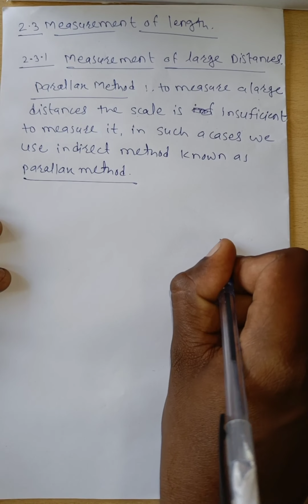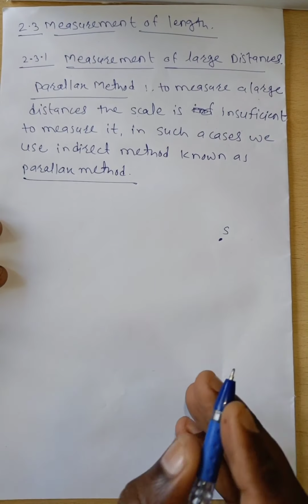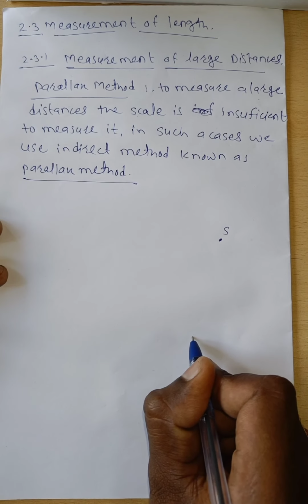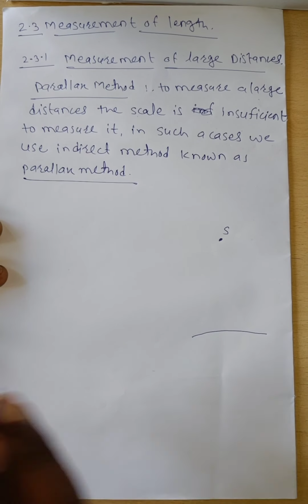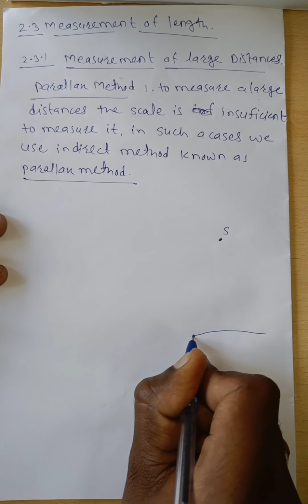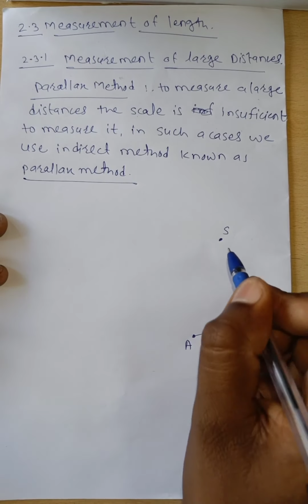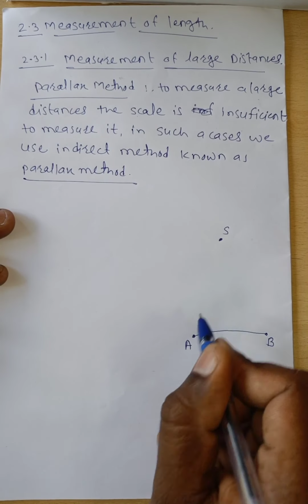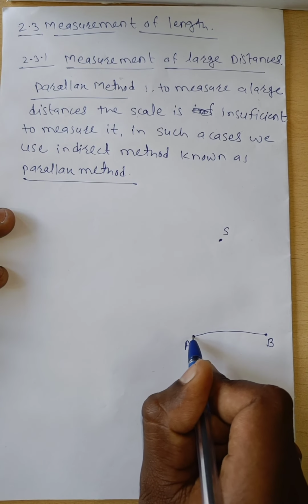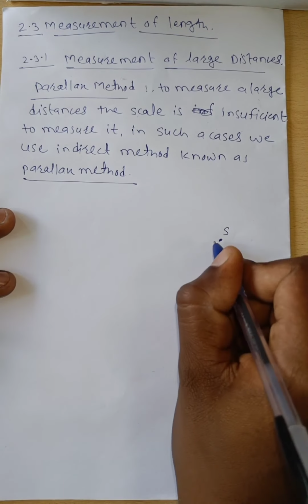Now suppose we consider one planet, S. Consider a planet S which is at a distance d from the Earth. Now suppose this is the Earth. We have to observe that planet from the Earth from point A, and this is point B. We observe planet S from point A, and also the same planet from point B.